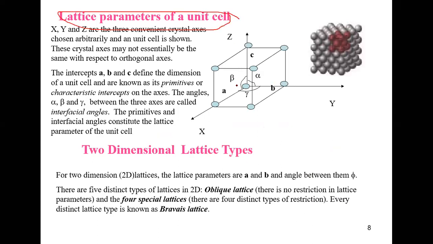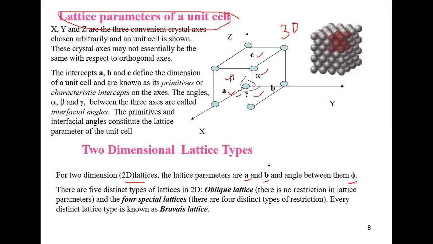Like A, B, C, alpha, beta, and gamma. That was the lattice parameter of a unit cell in 3D. And the lattice parameter of a unit cell in 2D is this one: A, B, and the angle between them, phi.